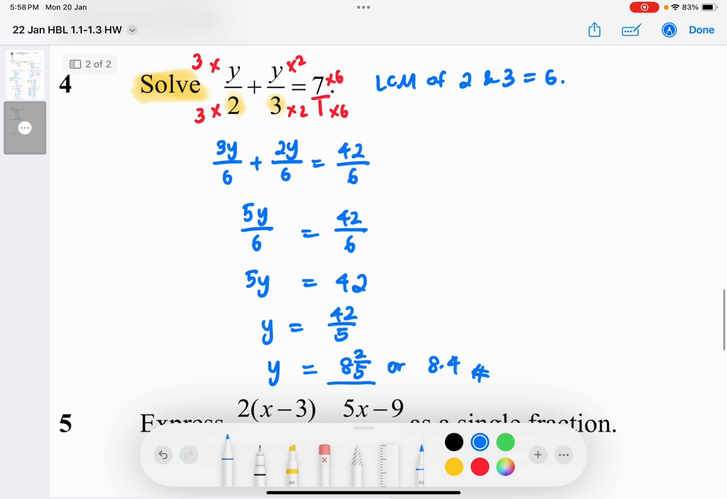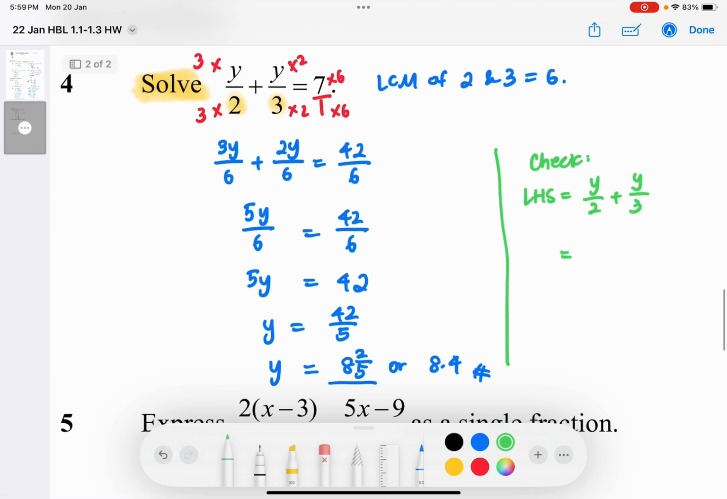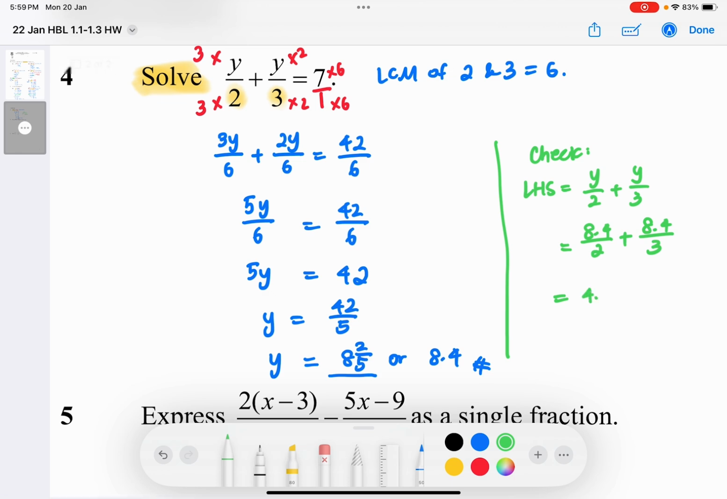You can always check your answer. Let's check. On the left hand side of the equation, it should be y over 2 plus y over 3. So I'm going to replace my y with 8.4 over 2 and 8.4 over 3. When you type into your calculator, you should get 4.2. 8.4 divided by 3 is 2.8, right? And when you add these two up, it is indeed 7. So that's how you know that your answer is correct.